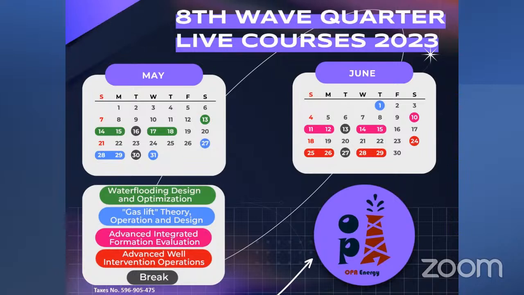Two more courses: advanced integrated formation evaluation, which will take place on the 10th of June and end by the 15th of June. The last course, which is a very interesting and dynamic course when it comes to well operations, is advanced well intervention operations, which will take place on the 24th of June and end by the 29th of June. And as you can see here in the black color, we have break days during these courses, which are almost Tuesdays.